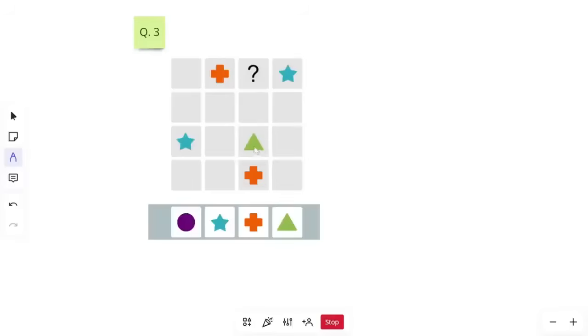So let's see. Triangle cannot come in this place of question mark, because triangle is already there in this column, right? Also, plus can also not come, because plus is already there in this column. Star can also not come, because star is there in this row, so we cannot have two stars in the same row. The only option that is left is circle. If we put a circle here, that is following our conditions also. So circle is the answer of this question.